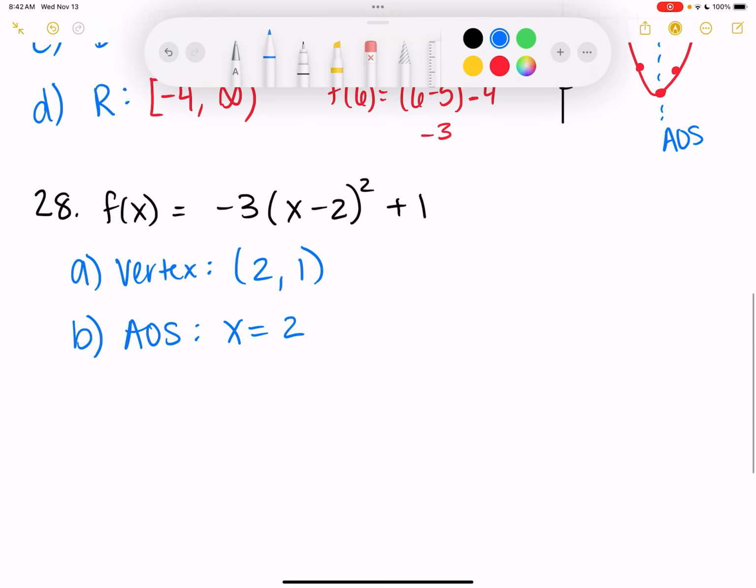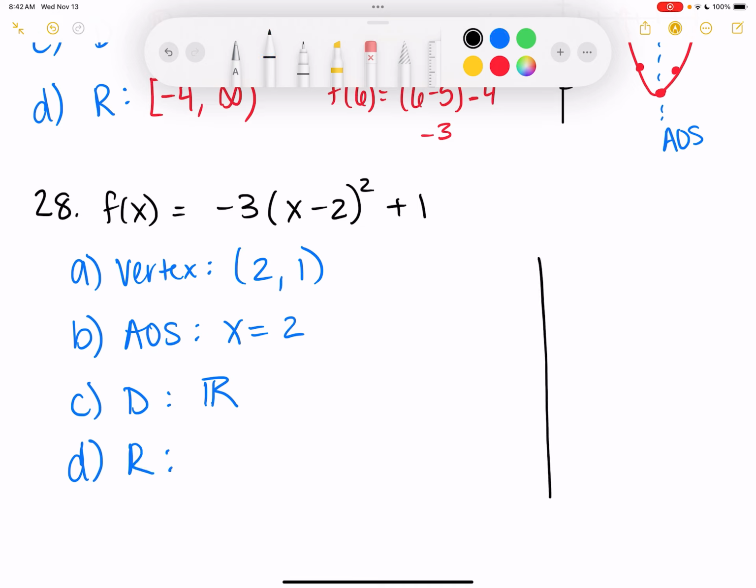All right, and then we'll do domain, which we can already do as what? All real numbers, or if you, like I said, if you wanted to write -infinity to infinity, that's fine. Range will have to wait until we get it graphed to see it. I mean, you could do it now, but it's easier to see. And which way is this one open? Down. Yep. So this one's going to be flipped upside down.